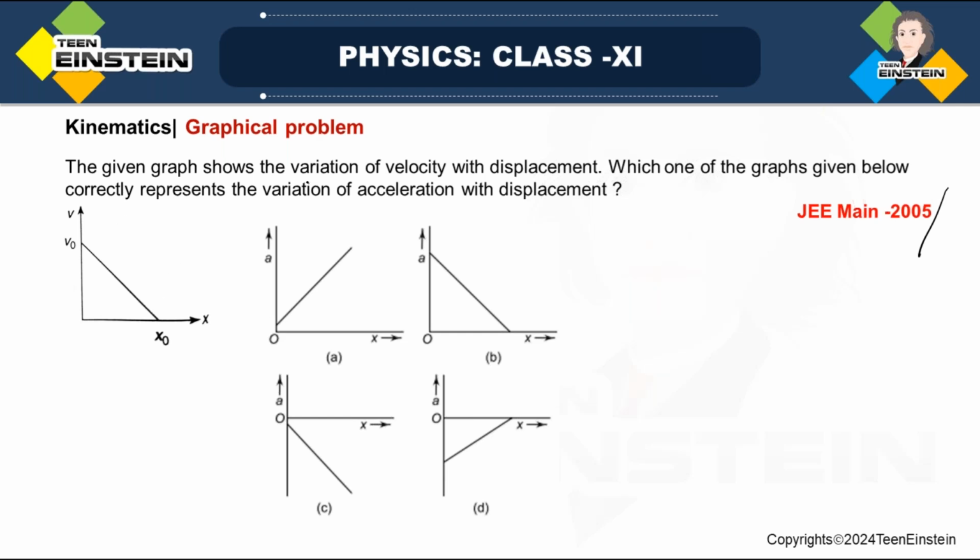The given graph shows the variation of the velocity with displacement. See, look, this one, this is the velocity with displacement. Which of the following graphs given below correctly represents the variation of the acceleration with displacement? Acceleration with displacement. Here it is given velocity with displacement.